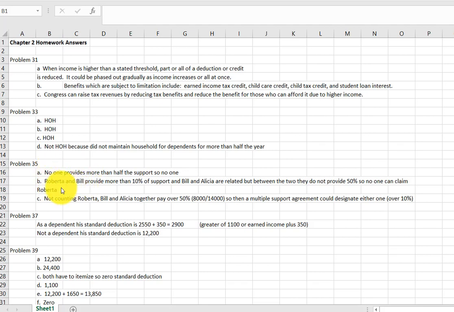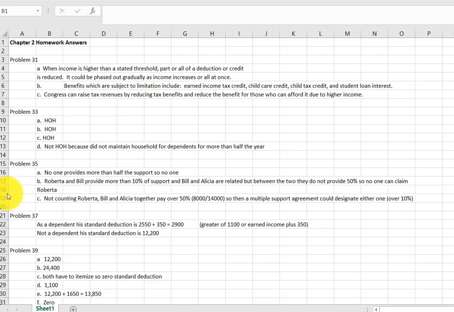And in situation B, even with a multiple support agreement, they cannot, because while Roberta, who is the person we're talking about, provides more than 10% of her own support, and Bill provides more than 10%, Bill and Alicia are related. We can't count the people that are not related, but Bill and Alicia, the two relations, do not add up to 50%. So this group does not have over 50%. So a multiple support arrangement doesn't work because you have to have a group of people with over 50% of the support.